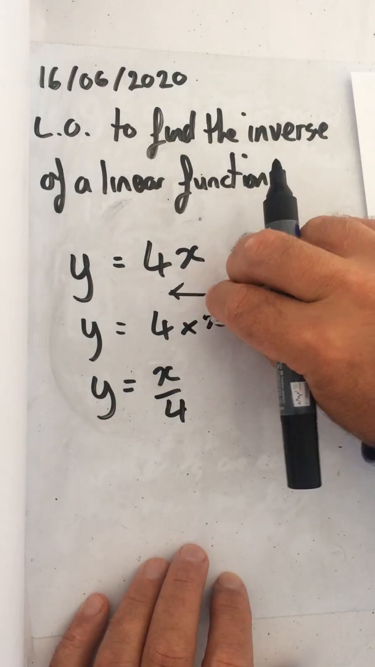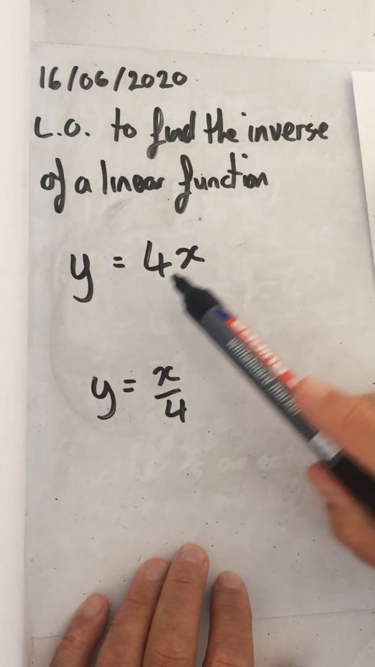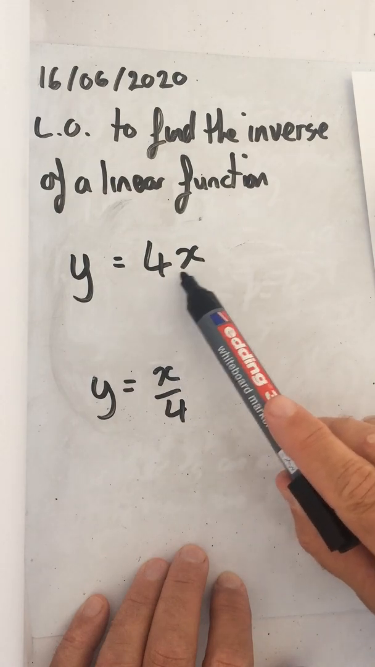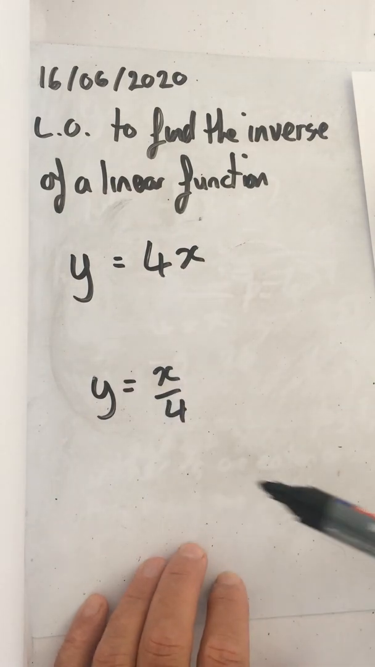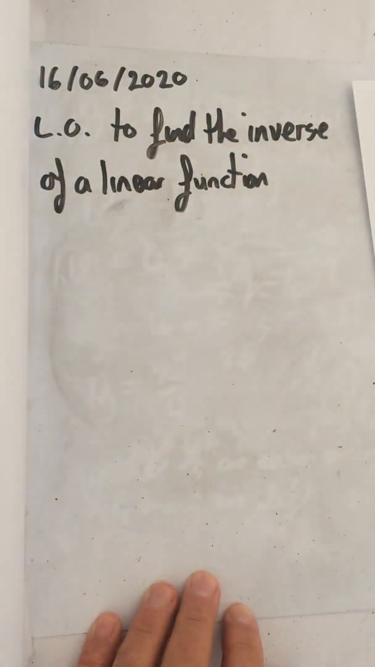Okay, so the inverse function of y equals 4x is y equals x over 4. Okay, it's the opposite operations as we're going through it. Okay, let's go through another one.